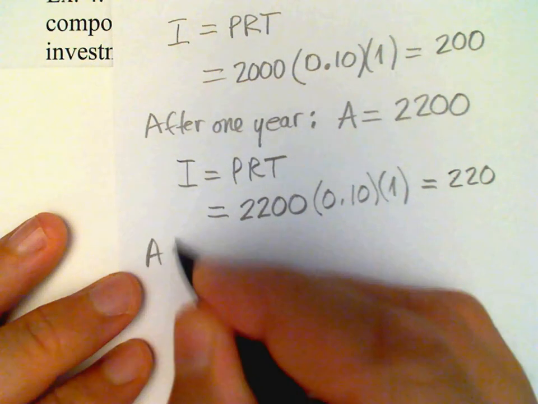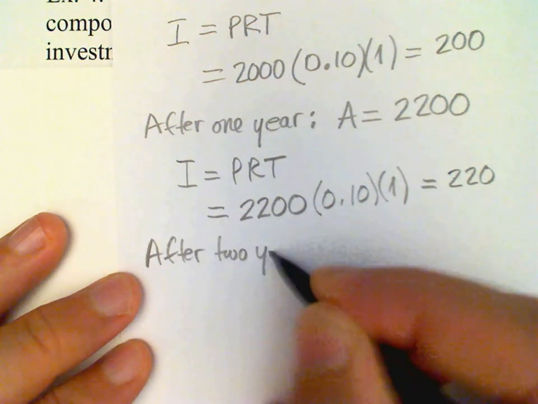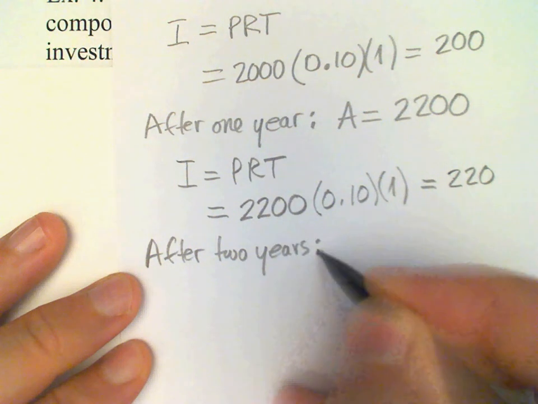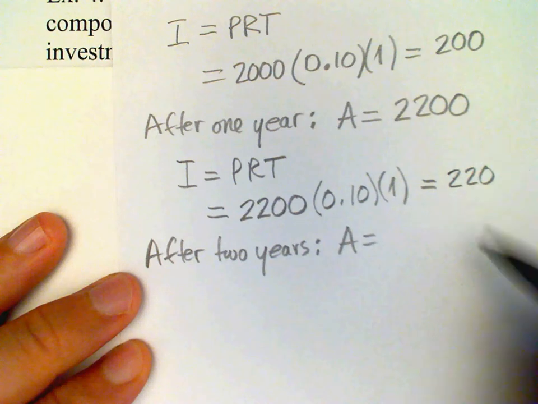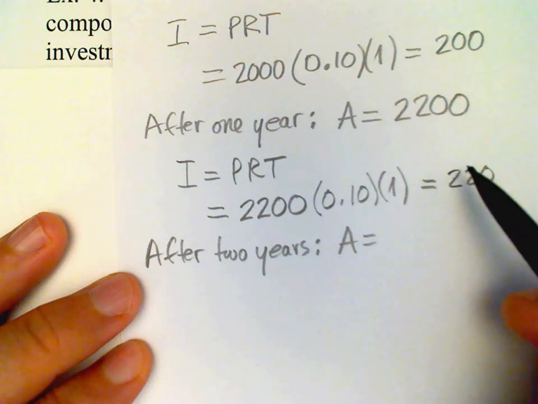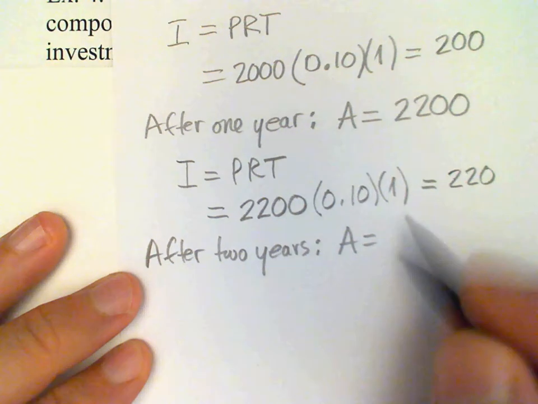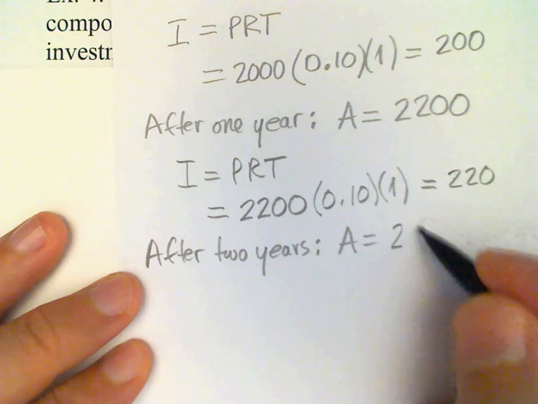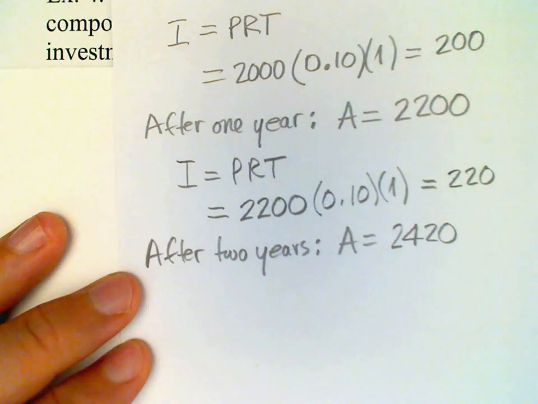And so then after 2 years, we have the amount is 2,200, which is what we had after 1 year, plus the interest after 2 years. And so we have now 2,420. Okay, we need to do one more year.